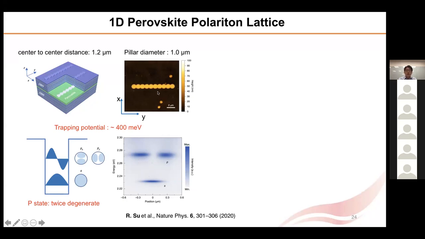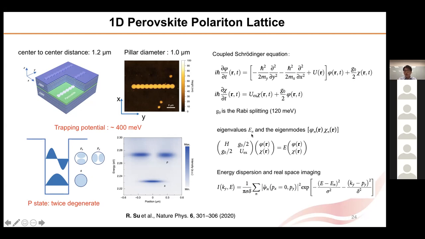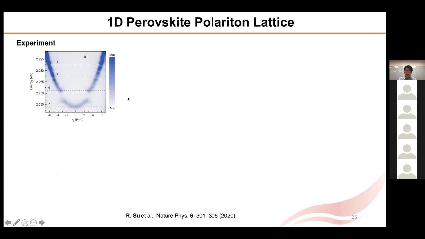So in order to understand more about the band structure of this 1D single atom chain, we developed a model by writing coupled Schrodinger equations, strongly coupling the photon field and the excitonic field inside the equation, where this G represents the Rabi splitting energy of the system. So we can further write it in a matrix form to solve it, to understand the band structure theoretically and find out the eigenvalues.